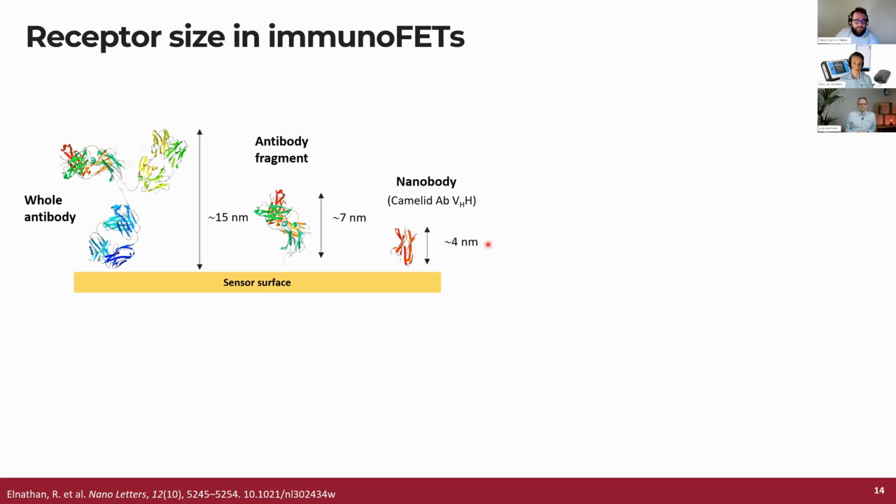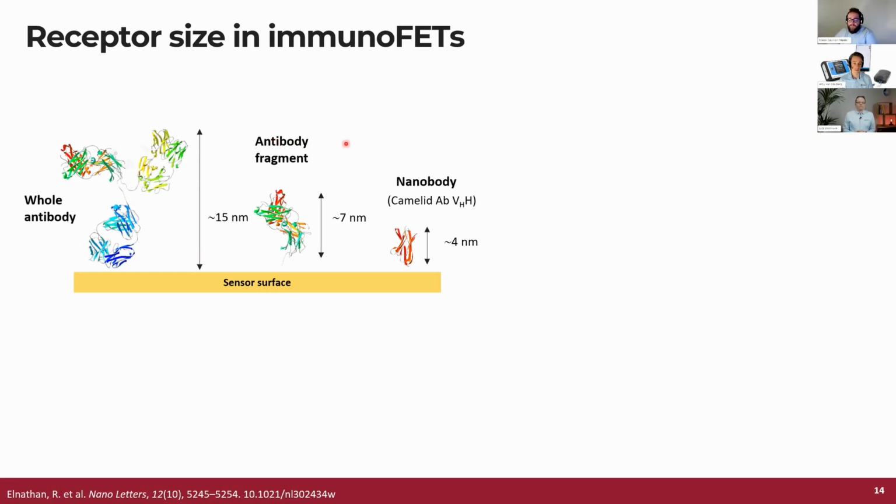And for example, a nanobody, one of the newly discovered receptors from the last 10, 15 years, can be even smaller, about 4 nanometers. There has been a very interesting study where people were testing the whole antibody and then cutting it into smaller pieces and immobilizing them on the surface. I will show that in a second.